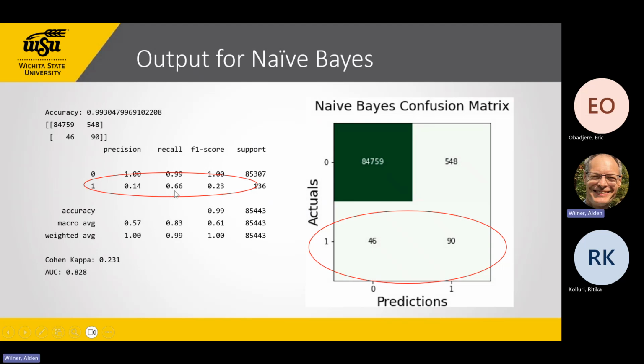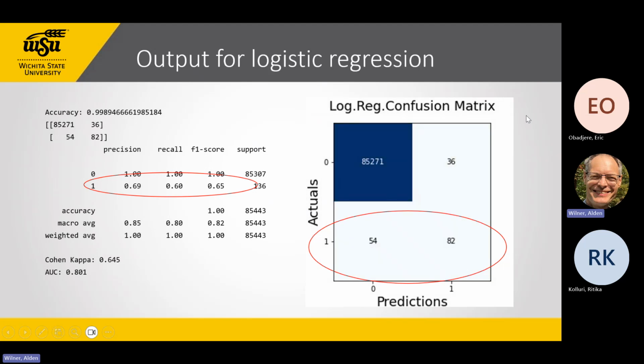Our recall on the minority case is 66%. Our F1 score is only 23%, or 0.23. So that's not so great, right? We look at our logistic regression.